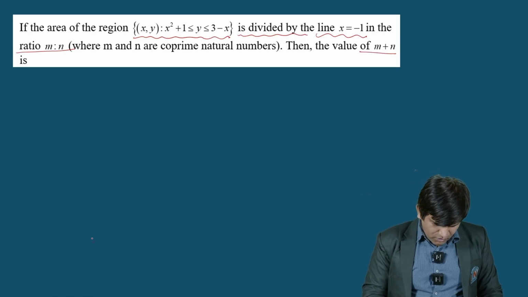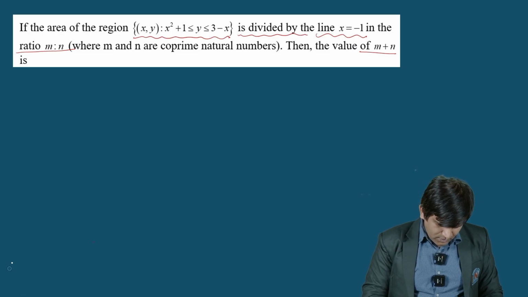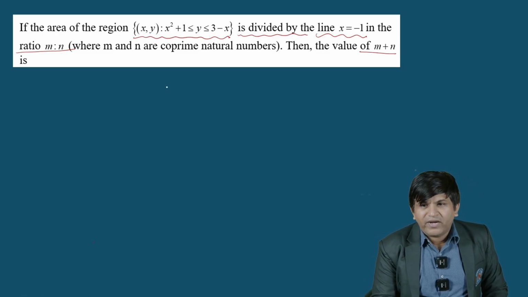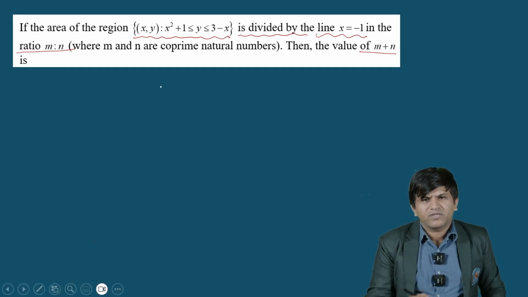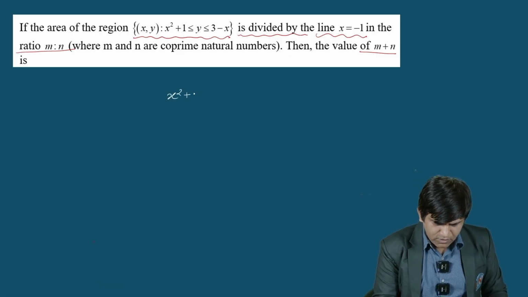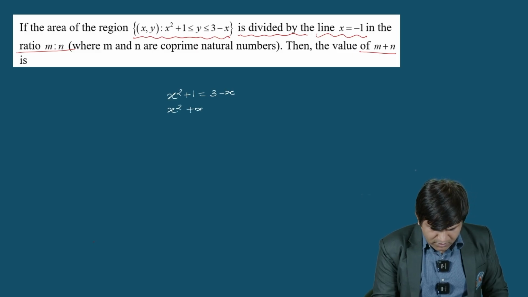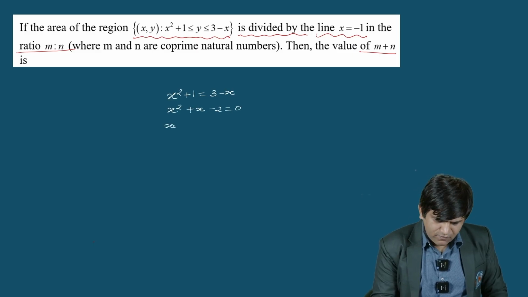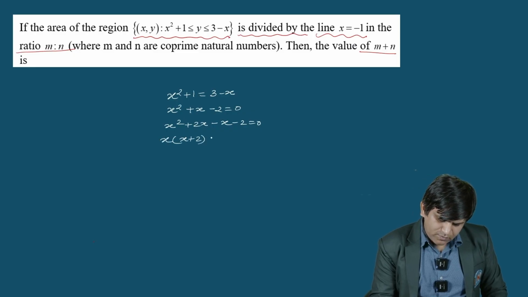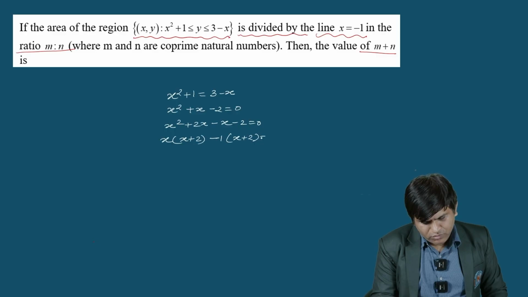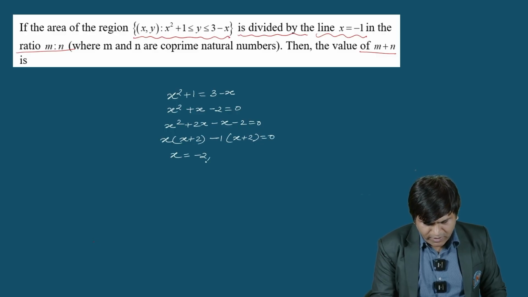Okay, so what we can do here is start with finding the point of intersection of x square plus 1 and the upper bound, which is 3 minus x. So we can write x square plus 1 equal to 3 minus x. This we can write as x square plus x minus 2 equal to 0. Factorising, we get x plus 2 and x minus 1, so we are getting the points of intersection x equal to minus 2 and x equal to 1.